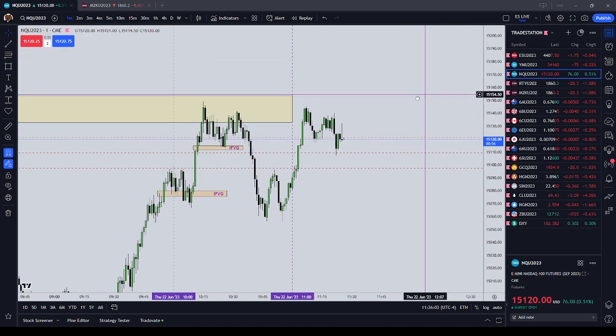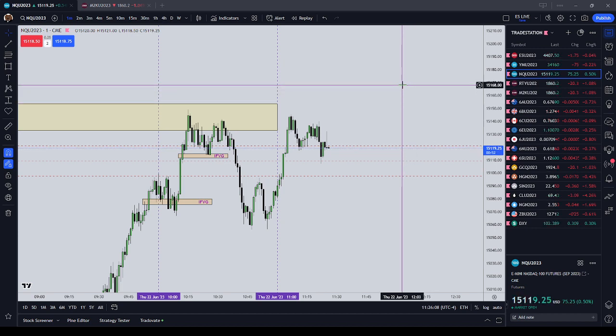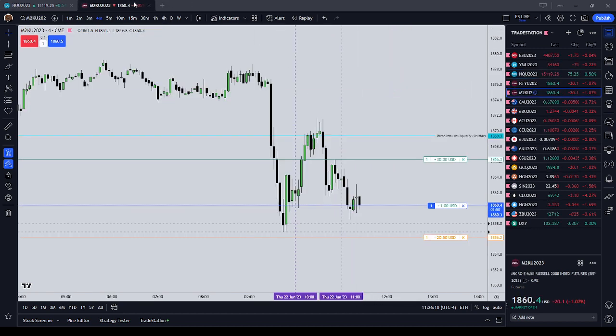NASDAQ. We are coming up to the close of London trading. Just going to say that the Micro Russell is going to draw up to this New York AM short-term high. Okay, we do have a fair value gap above, so whether price is drawing to liquidity or it's going to want to come and converge on an inefficiency, either way, there should be a draw to my profit target.